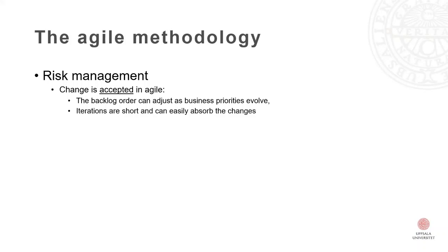One of the key factors is the backlog order, which adjusts the priorities of the functionalities that need to be implemented. The other key factor is the iterations. Because the iterations are short and are not costly, you can easily adapt your iterations and backlog to the changes that the customer needs or your development team needs.